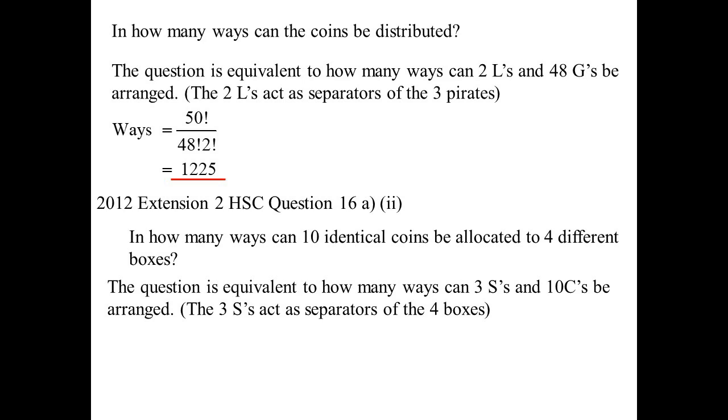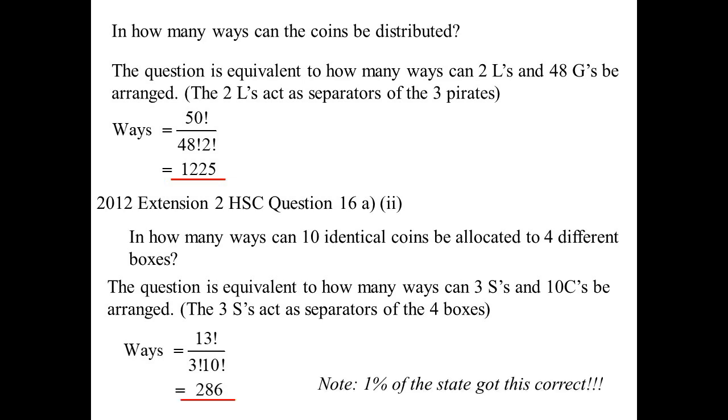So I can change this question to be, how many ways can 3 S's and 10 C's, so 3 for the separators, 10 for the coins, be arranged? There's the answer. 13 factorial over 3 factorial times 10 factorial, 286. But the real interesting thing about this, this was extension 2 by the way, only 1% of the state got that question correct. And you see how quick it is if you use this idea.